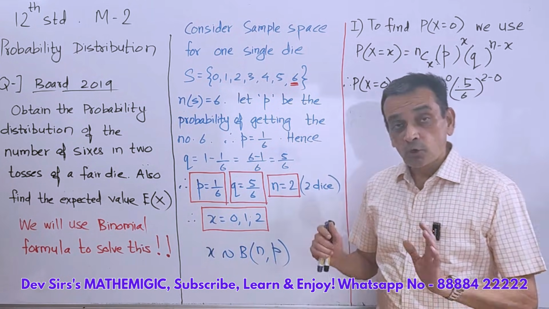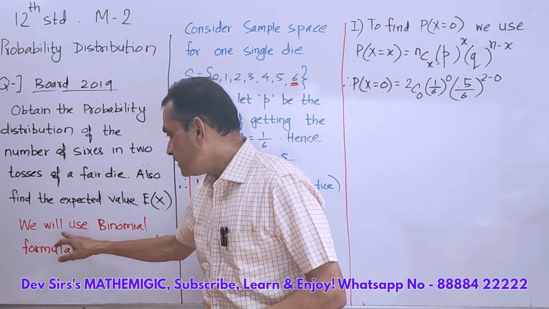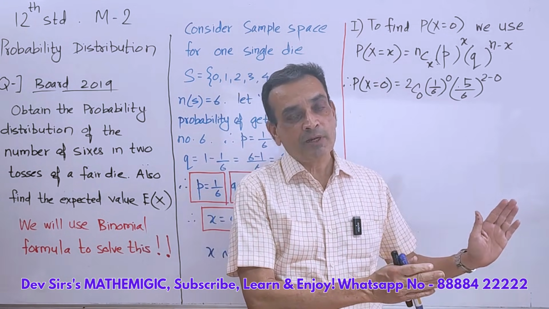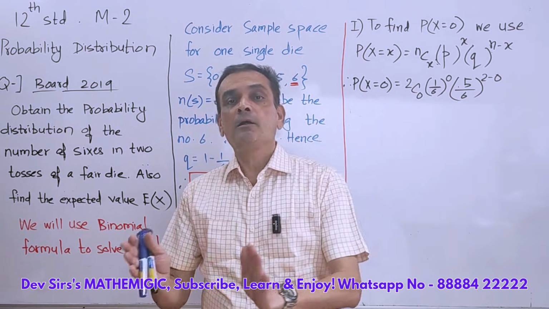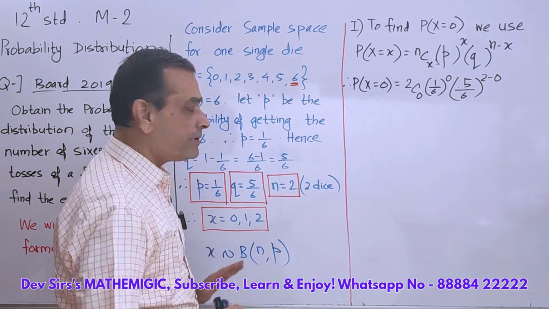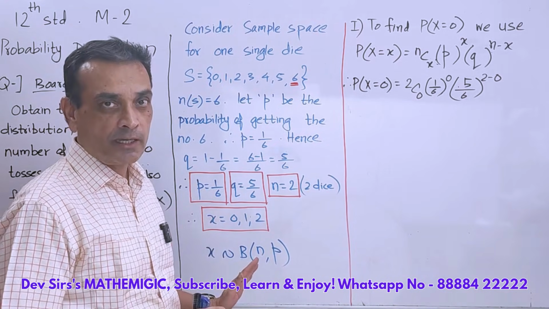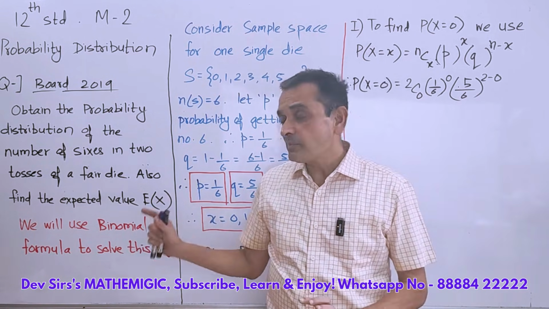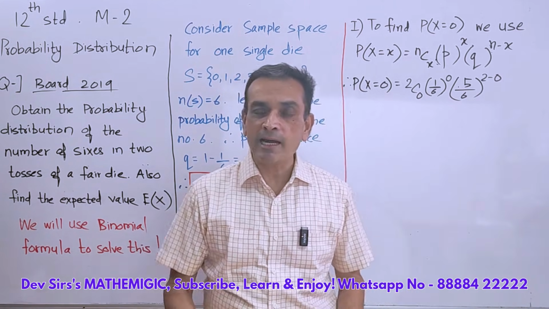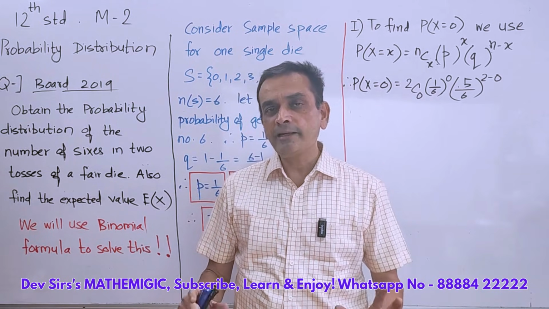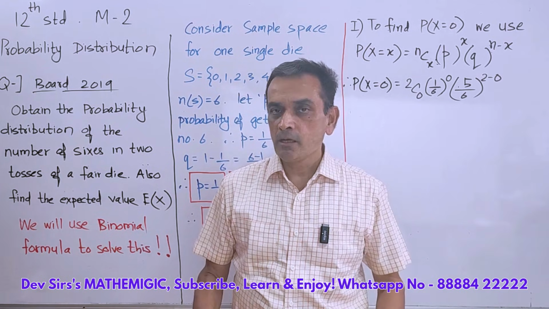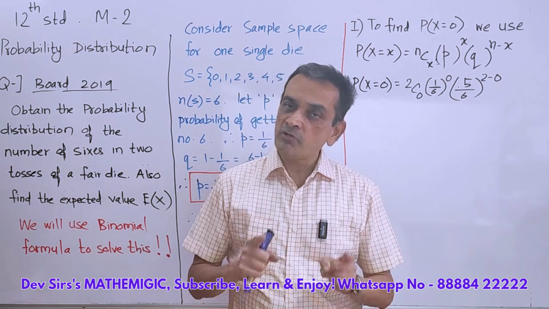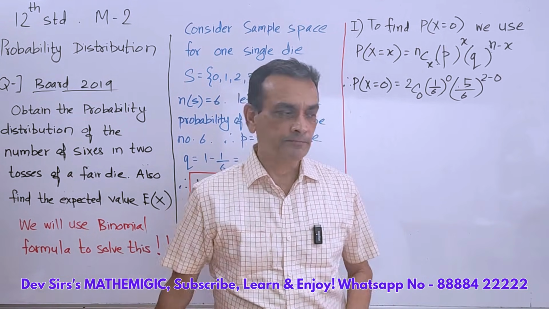So how do we go about it? We will use the binomial formula to solve this. I am going to use the formula from the binomial distribution chapter and prepare the probability distribution table as asked. Probability distribution means preparing a small table. Sometimes it is simpler to use the binomial formula and then prepare the table. I'll tell you the other method also, but it is slightly lengthy. So let's see how to go about it. This will also be a revision of binomial distribution for you.